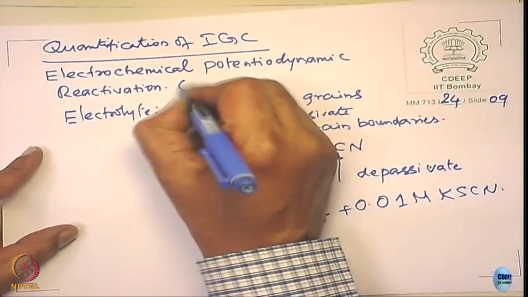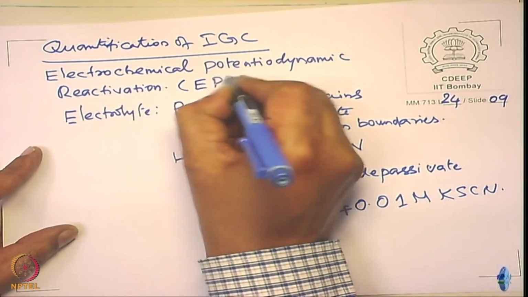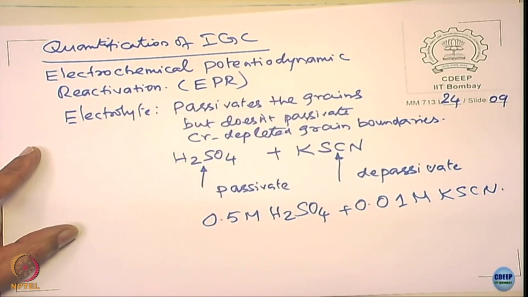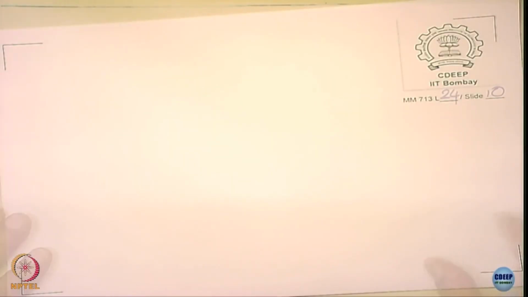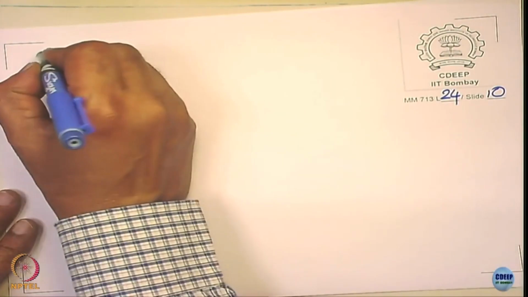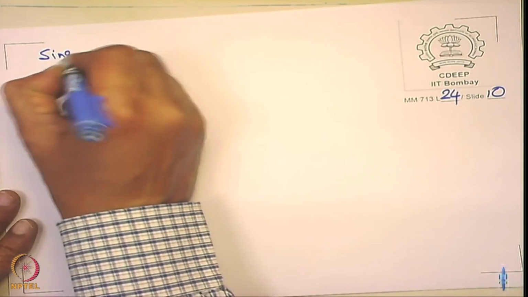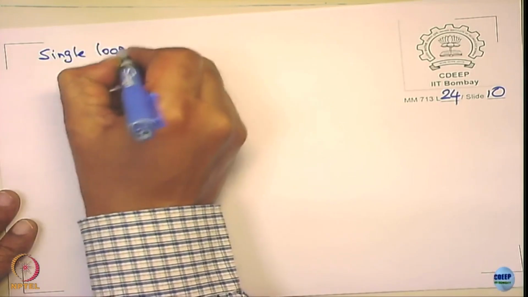This is called the EPR test, electrochemical potentiodynamic reactivation. EPR test, okay. There are two types of things that people do here. One is called the single loop test.